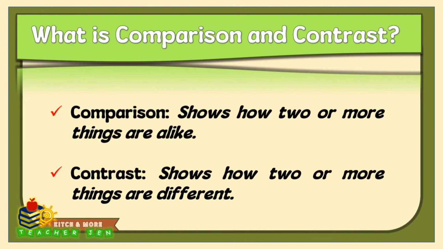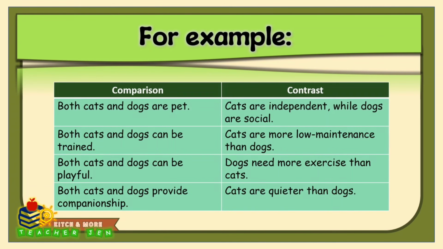Comparison and contrast are differentiated as shown on the slide. Try to look at how they differ from each other. First, comparison shows how two or more things are alike or similar. And then contrast shows how two or more things are different. For example, as you can see on the slide, there are two columns being shown. First is the column for comparison, and the second is the column for contrast.